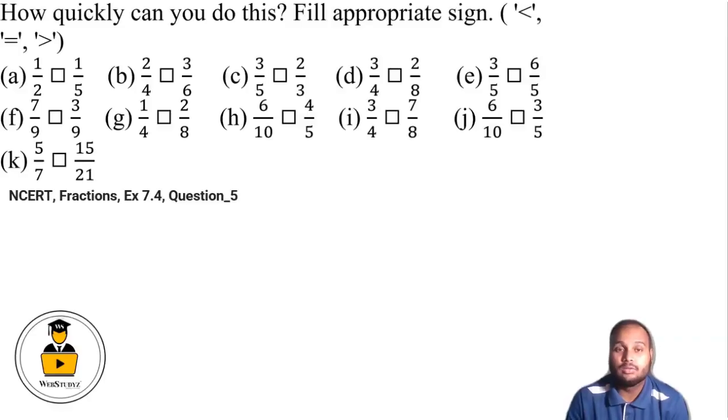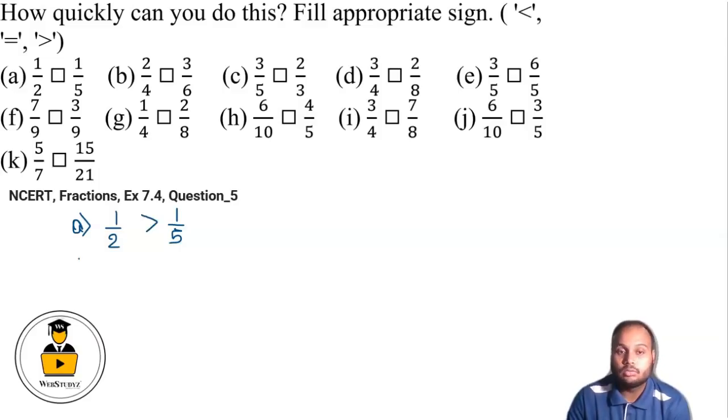Hello students, so how quickly can we do this question? We have to fill with appropriate signs. Fine. So let us do this. In the first part, A part, we have been given 1 by 2 and 1 by 5 and we have to put the sign basically. Since the numerators are equal, in this case the fraction with the lesser denominator will be the greater fraction. So 1 by 2 is greater here.